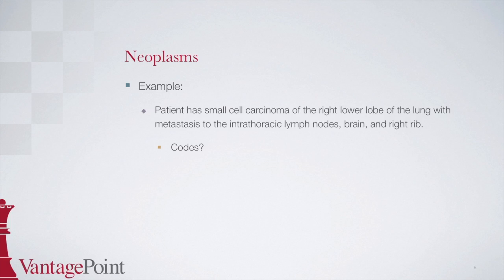Let's do a coding example. This patient has small cell carcinoma of the right lower lobe of the lung with metastasis to the intrathoracic lymph nodes, brain, and right rib. What are the codes for this patient? Please pause the webinar to complete this example and then hit play to continue and learn the answer.